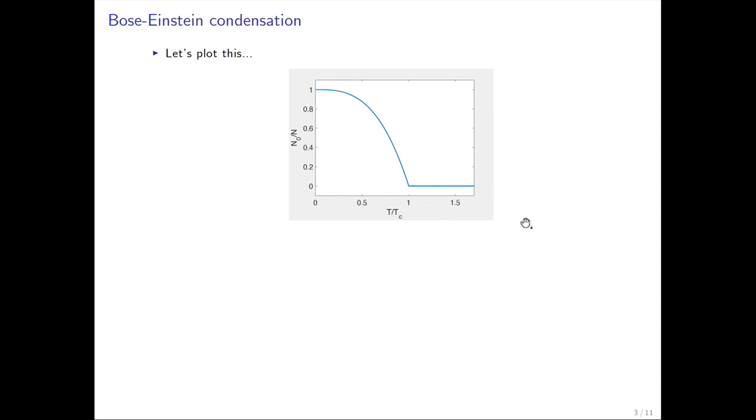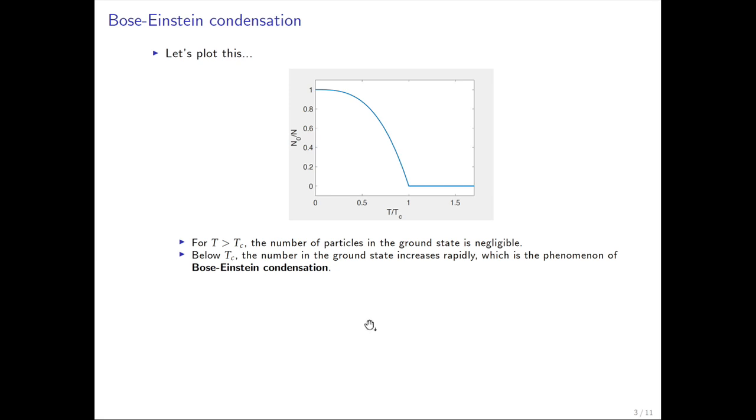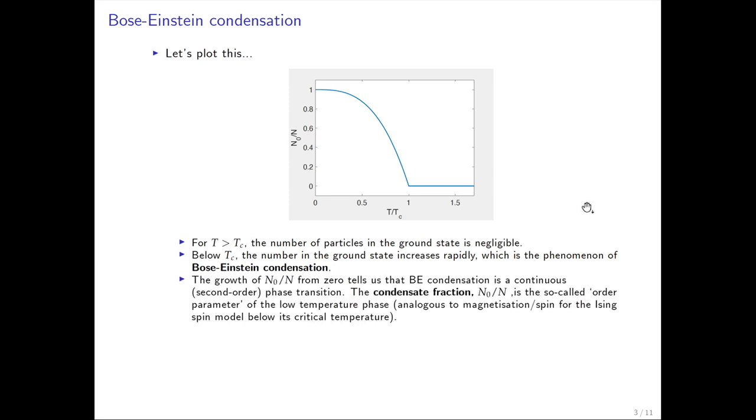It rises quickly from the critical temperature and goes to 1. Okay. And for T greater than the critical temperature, well, the number of particles in the ground state is negligible, and we don't have to worry so much. We can just use that integral to calculate that. But below this critical temperature, of course, as shown in this plot, the number in the ground state increases rapidly, and this is the phenomenon of Bose-Einstein condensation.